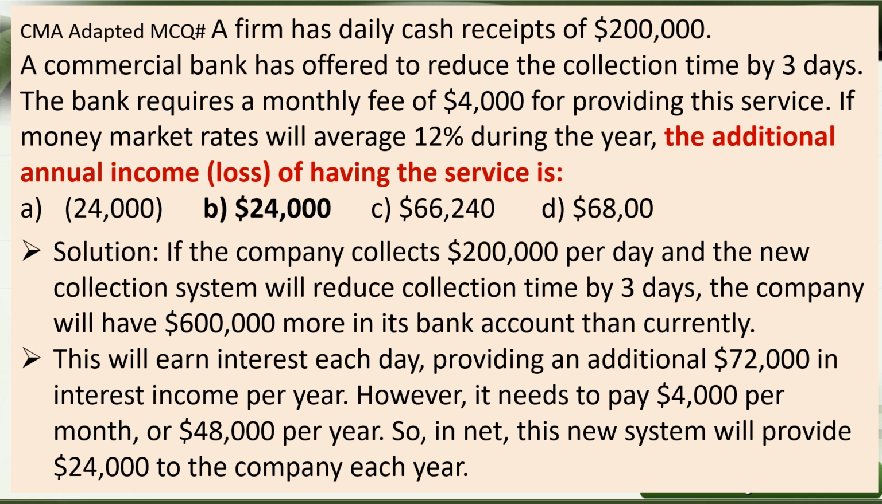But it needs to pay $4,000 per month. So you have to always annualize that expense also. So if you take for 12 months, it will become $48,000. So from $72,000 minus $48,000, we get the net benefit amount of $24,000 to the company each year. So that is the additional annual income of having that service.